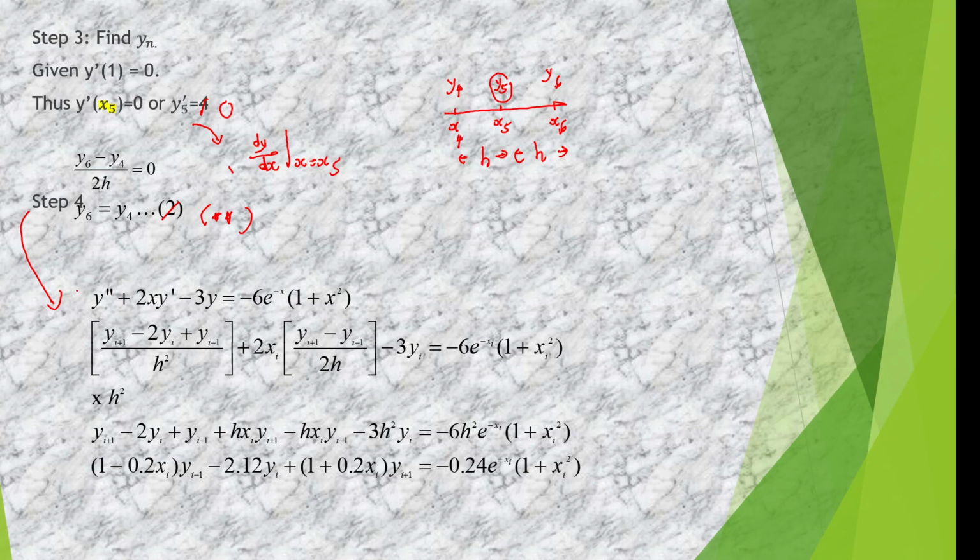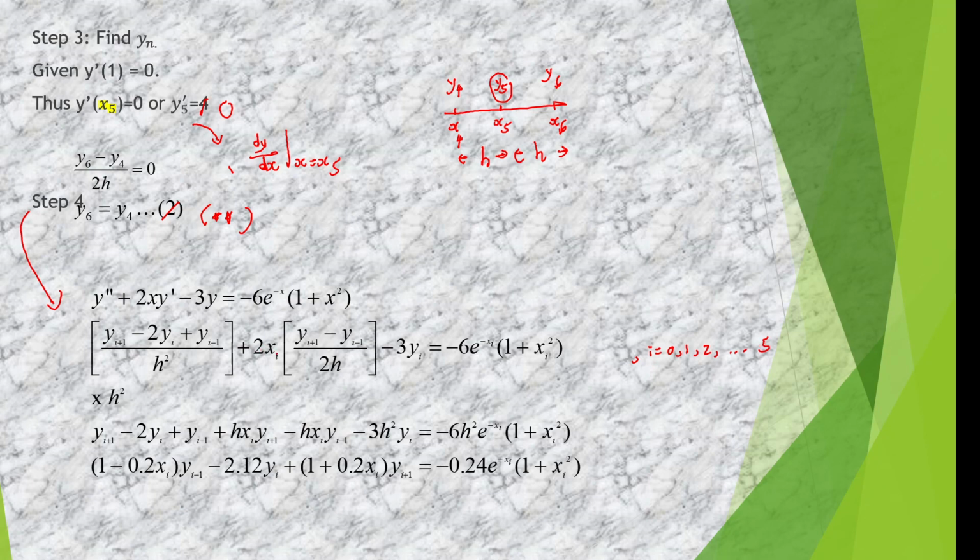Okay, step number 4 here is from the given ODE: y double prime plus 2x y prime minus 3y equals negative 6 exponent negative x, bracket 1 plus x squared. For the second derivative, using the 3-point central difference, the formula will be yi plus 1 minus 2yi plus yi minus 1 divided by h squared. And then 2x, because we have x naught, x1, x2, x3, x4, x5, so x is xi, where i is 0, 1, 2, up to 5, because you want to solve y naught, y1, y2, up to y number 5.